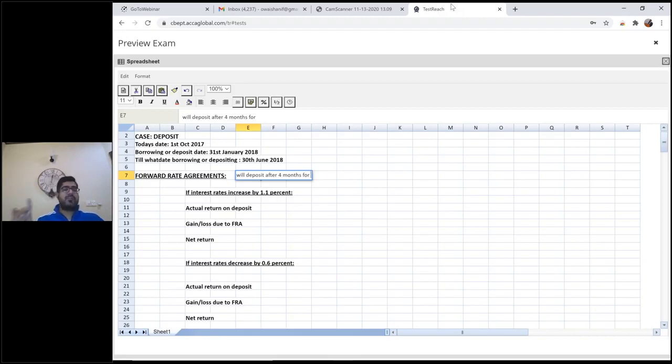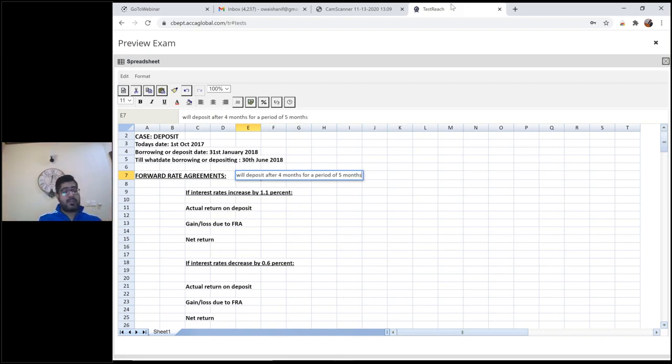So count 31st Jan to 28th Feb, end of Feb, 1 month. Then 30th March, 2 months. Then 30th April, 3 months. Then 30th May, 4 months. And then 30th June, 5 months. You will deposit after 4 months for a period of 5 months.